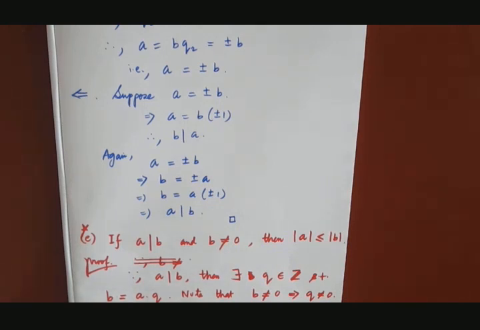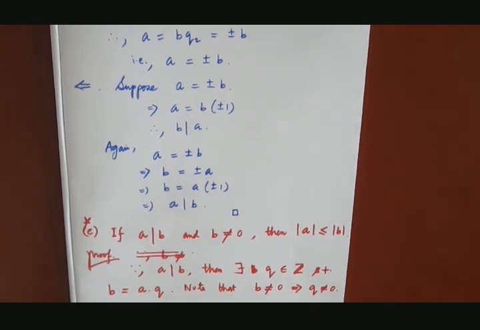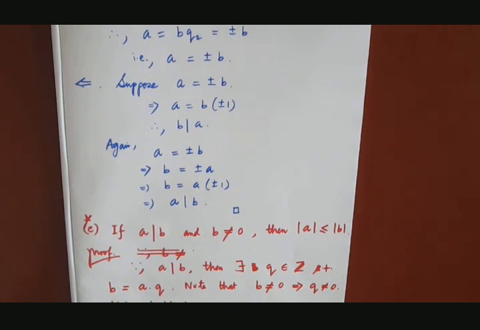Clear? Now very simple. Since Q is not 0, that means modulus of Q is greater than or equal to 1. Getting it? Q is not 0, so Q is either negative or positive. The values of Q can be plus or minus 1, plus or minus 2, plus or minus 3. In any case, modulus Q is greater than or equal to 1.